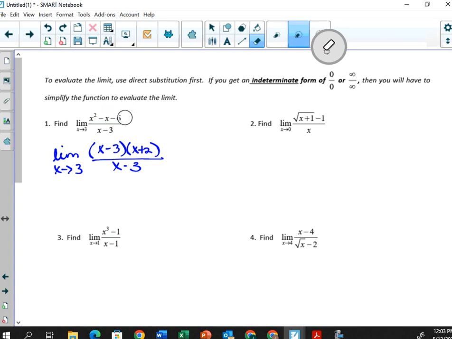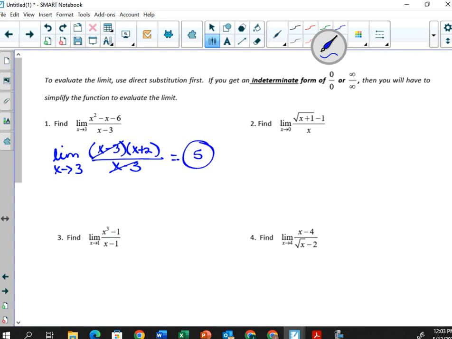So if it's a hole, do they cross out? It's a hole, yeah, which is why we're doing something. So those cancel, right? Oh, they did. Okay, this is 5. Now I can plug the 3 in, correct?